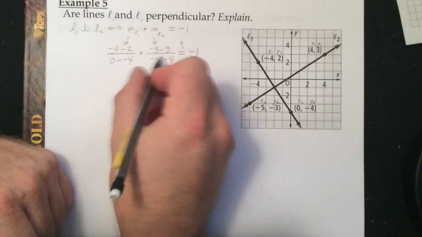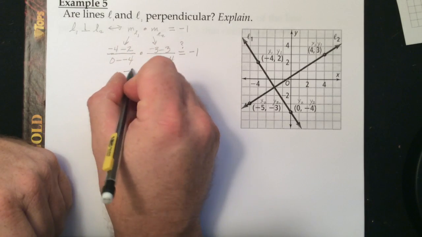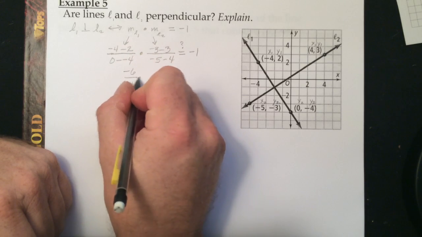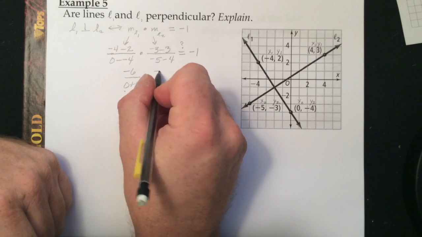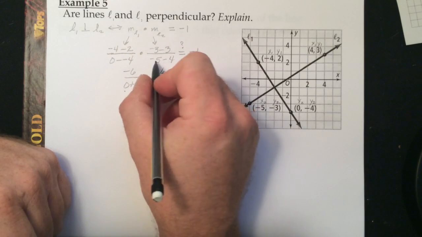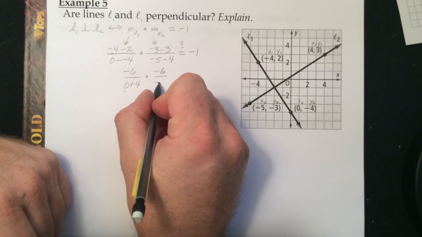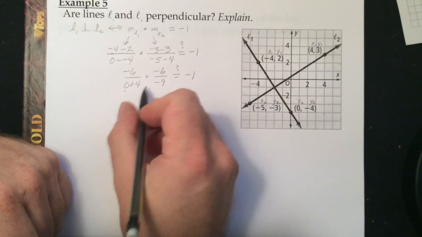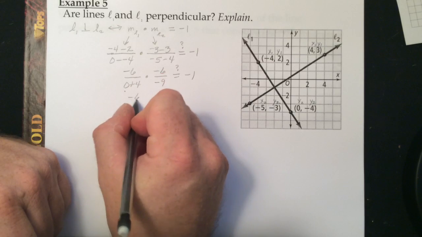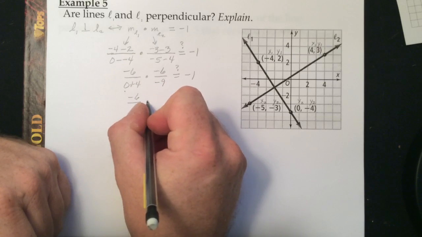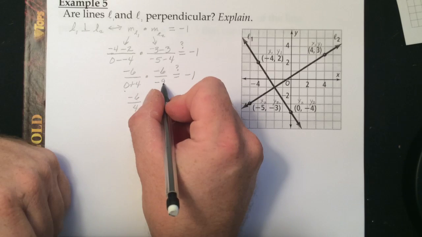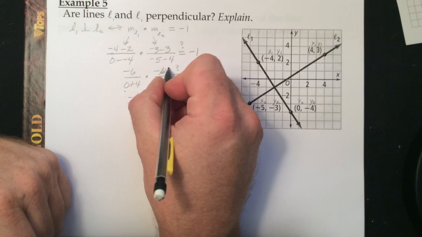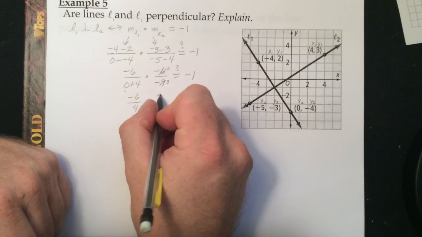So here we go. Let's take care of this. Negative 4 minus 2 is negative 6 over 0 minus negative 4 is 0 plus 4, times negative 3 minus 3 is negative 6 over negative 5 minus 4 is negative 9. And we're going to see if that eventually equals negative 1, the product. This gives us negative 6 over 4 times, negative divided by negative is positive, 6 over 9 reduces by 3. 3 goes into 6 twice, 3 goes into 9 3 times, so we have 2/3 positive.